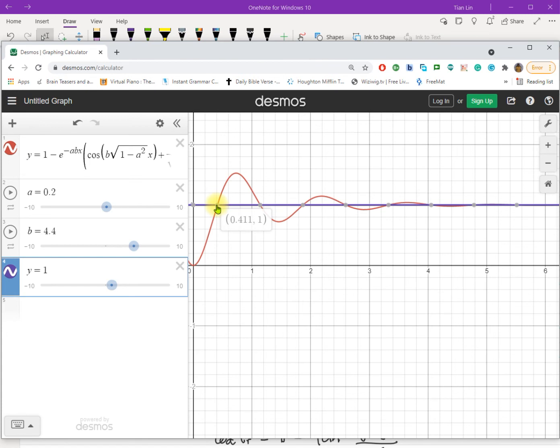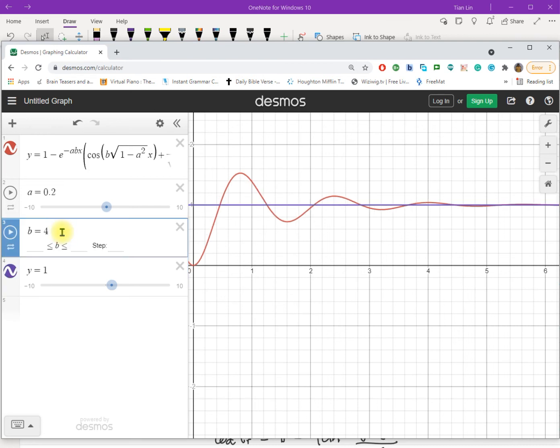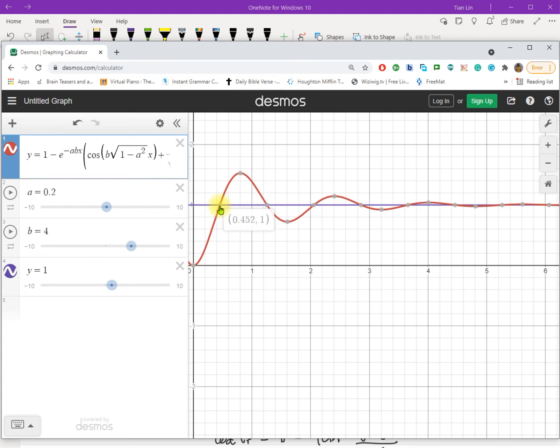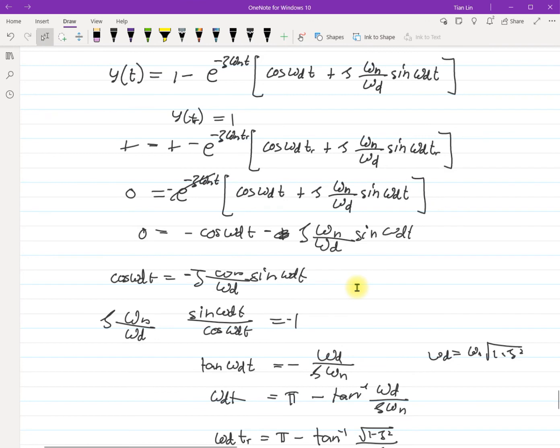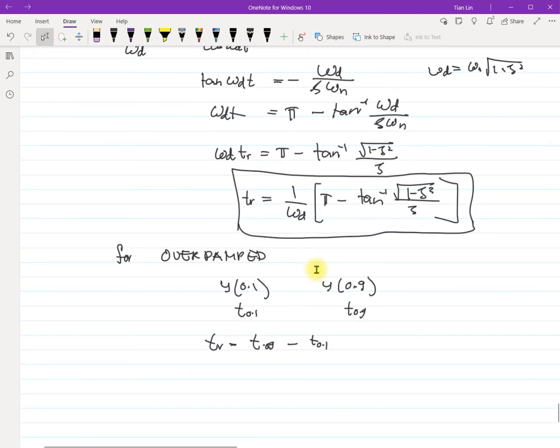Now at this point, this should be our rise time. It's equal to 0.411 based on this graph. When we make this one 4, okay, this one is 0.452. Now let's solve that one without using the plotting or Desmos, but using the derived formula here.